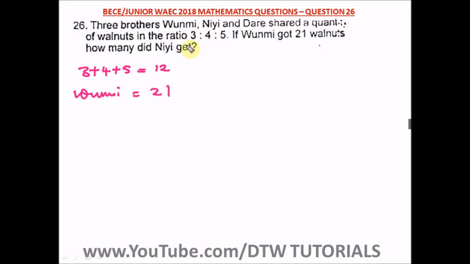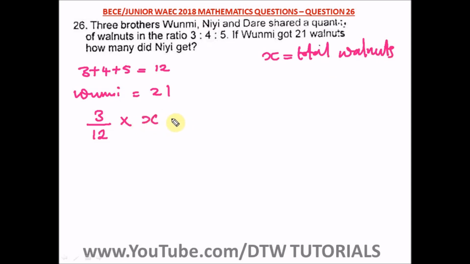So it means Wumi's ratio, which is 3, divided by the total ratio between the three brothers, which is 12, times the total number of walnuts. Let's say the total number of walnuts is x. So x is equal to the total walnuts. To get the walnuts of each person, it's the person's ratio over the total ratio, then times the total number of walnuts. That will give us the exact amount of walnuts that particular person has. So that's where this formula is from.